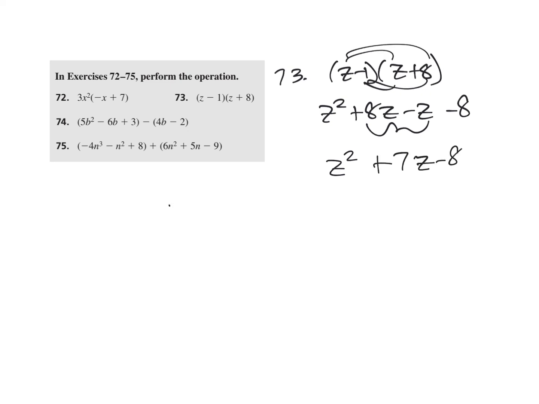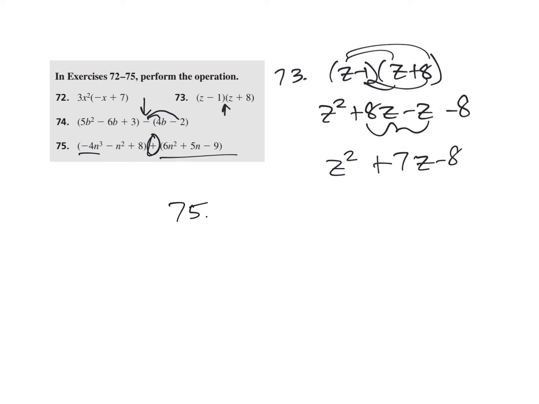All right, and then 75. We're going to put like terms together. This is an addition problem. Number 73 was multiplication. So make sure you know which one you're doing. So we're adding here. And notice on 74, that's subtraction. If you ever have a subtraction, which you will, make sure you distribute the minus sign through. So that would make that a plus 2 when you're adding things together. All right, 75. Negative 4n cubed.